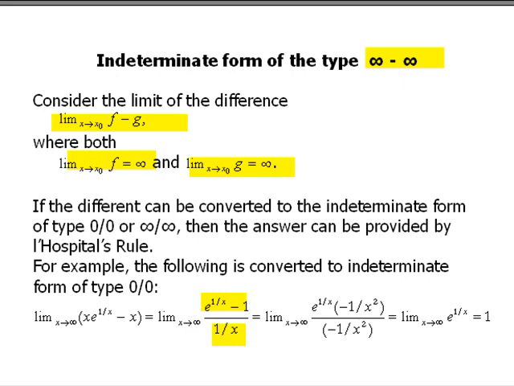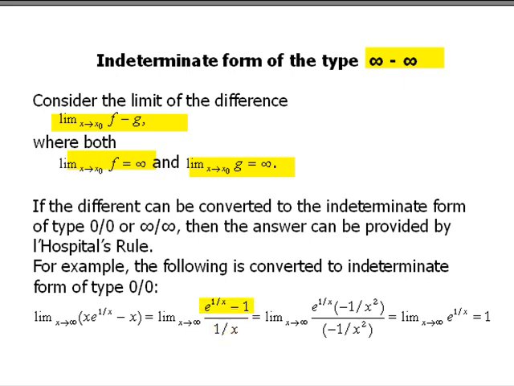Now as x goes to infinity, I'm going to end up with 0 over 0, because 1 over infinity is 0, right? And so e to the 0 is 1, so I'd end up with 0 over 0. I apply L'Hopital's rule. That means I take the derivatives.